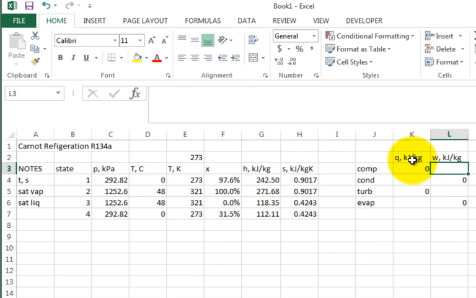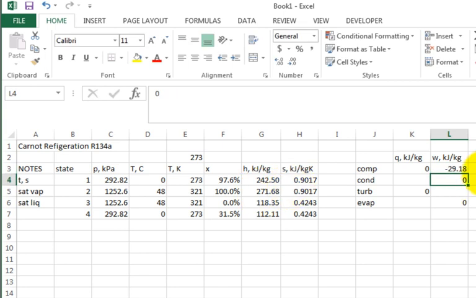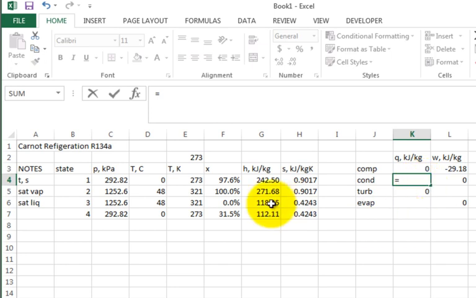But it's related to the changes in H. So it's equal to the H coming in at 1 minus the H going out at 2 across the compressor, negative 29.18 kilojoules per kilogram. Again, I talk to myself when I do this. I'm saying that is into, not out of the compressor. That's why it's negative. Condenser, same thing. It's going to be a negative Q because it's out of the fluid in the condenser. So it's going to be my H3 minus my H2.